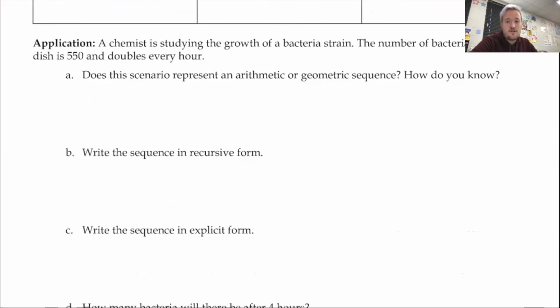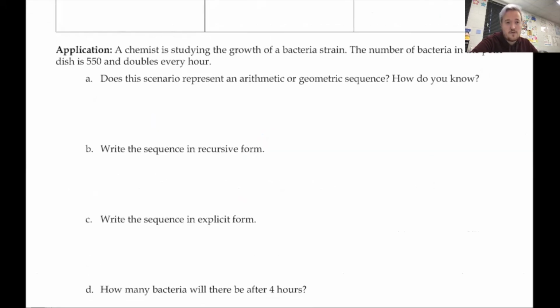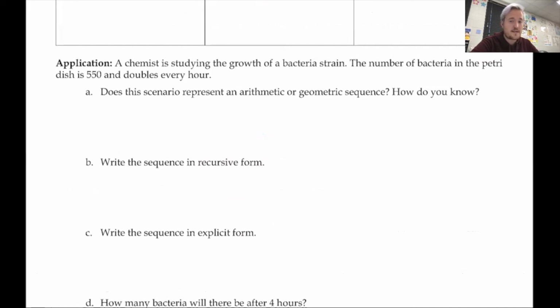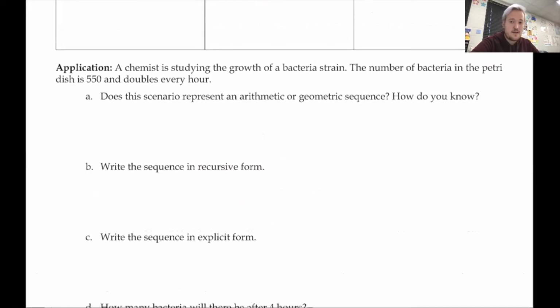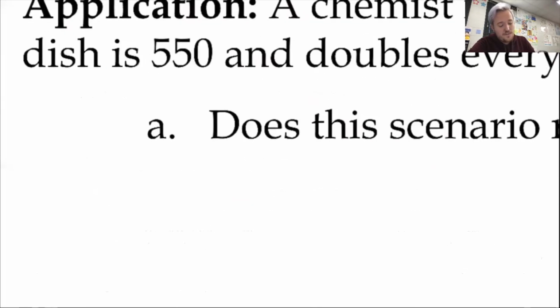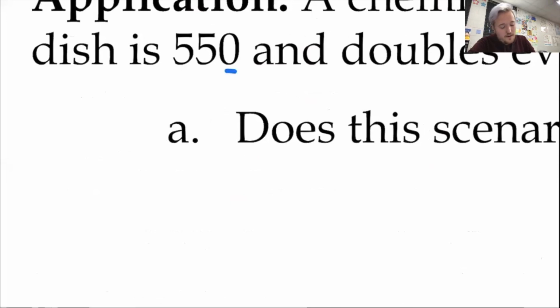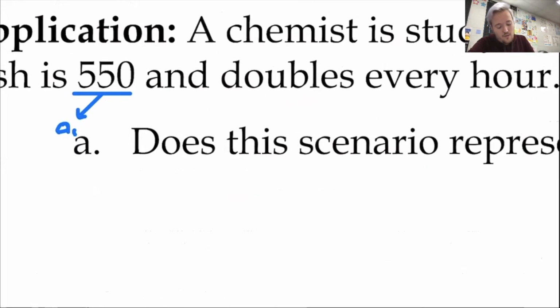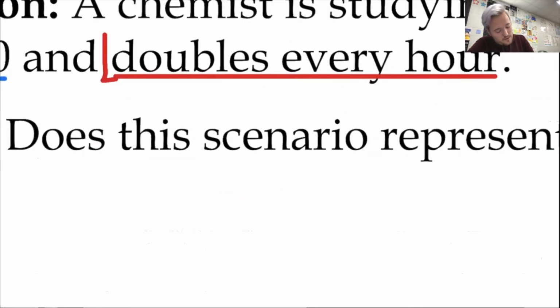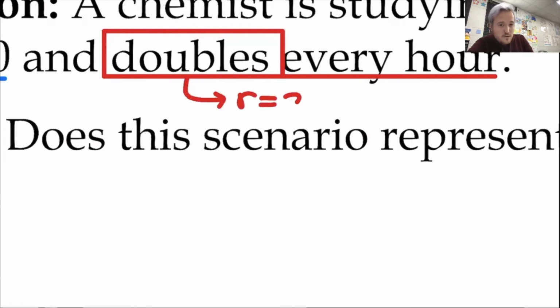Okay, so then there's going to be some application questions. For this first one, a chemist is studying the growth of a bacteria strain. The number of bacteria in the petri dish is currently 550, and it doubles every hour. So keep in mind, it starts with 550. That means right here, this is going to be your first term. And because it doubles every hour, doubles is going to be your keyword. So if it doubles every hour, your common ratio is going to be 2.